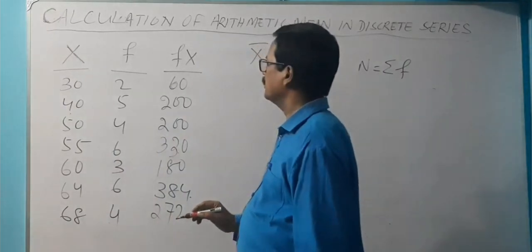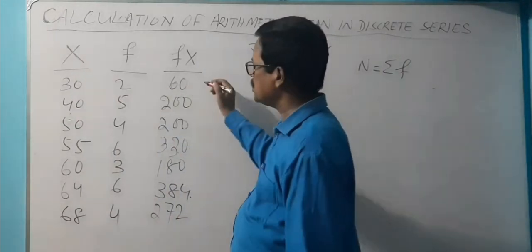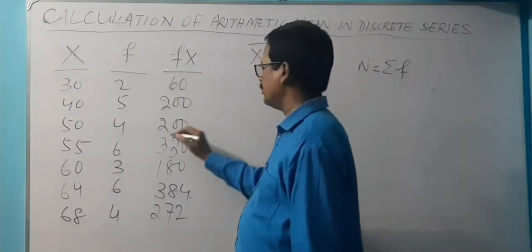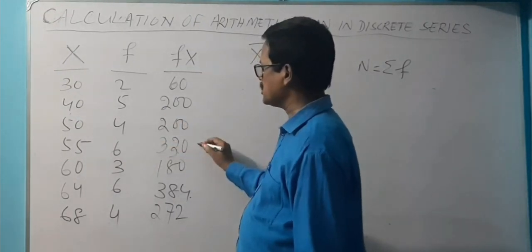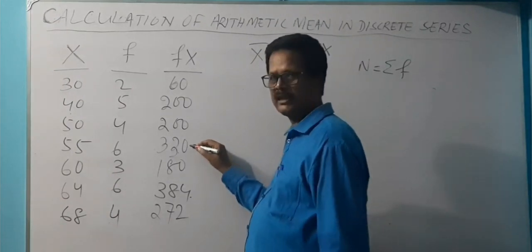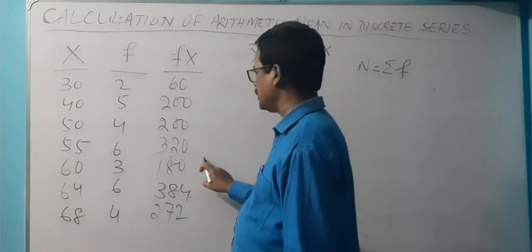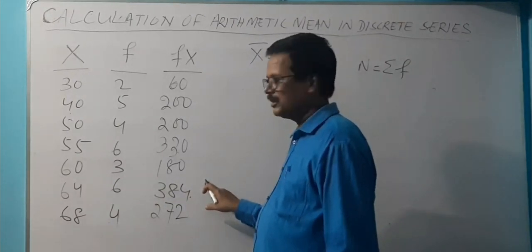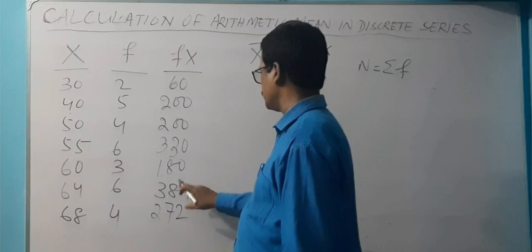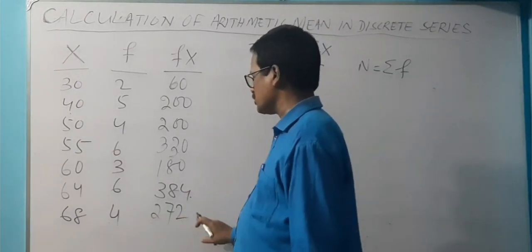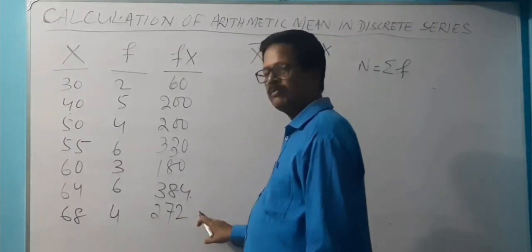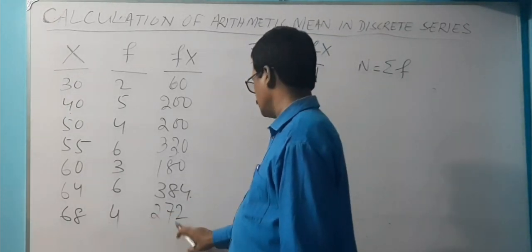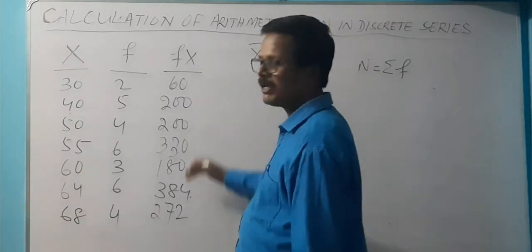Calculate again, multiply again. 30 into 2, 60, 40 into 5, 200, right? 50 into 4, 200, right? 55 into 6, 50 into 6, 300, and 5 into 6, 30, 330. Then 60 into 3, 180, 64 into 6, 60 into 6, 360, okay, 4 into 6, 24, 384. 68 into 4, 240, plus 8 into 4, 32, 272. That is, fx values are there.